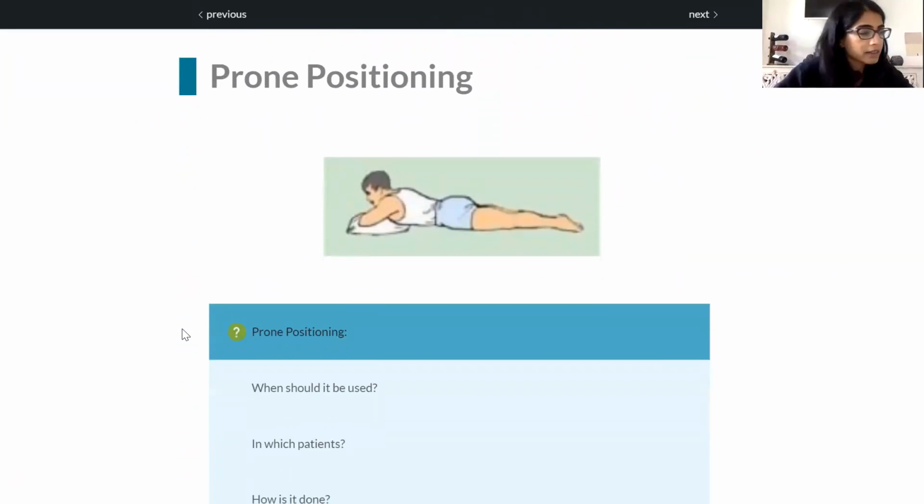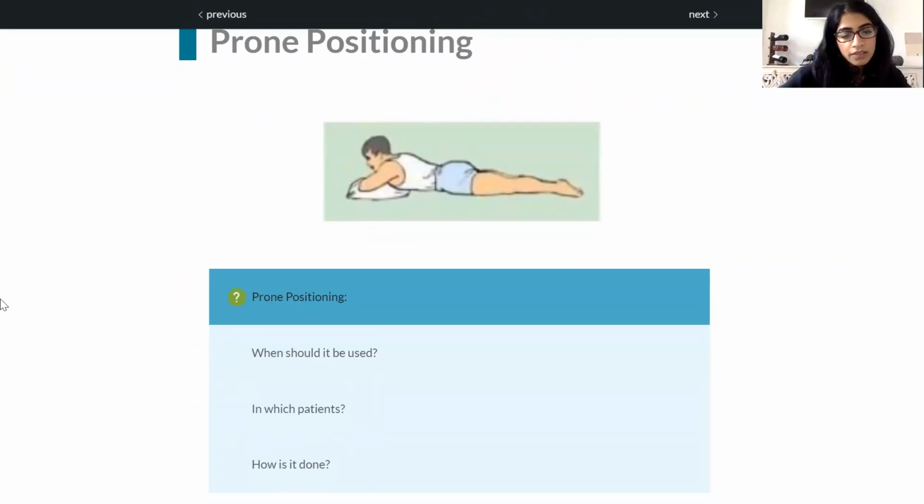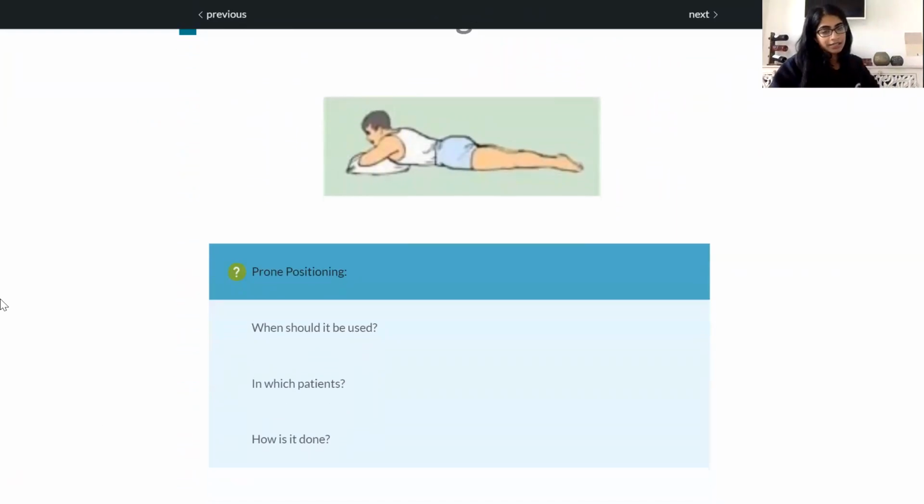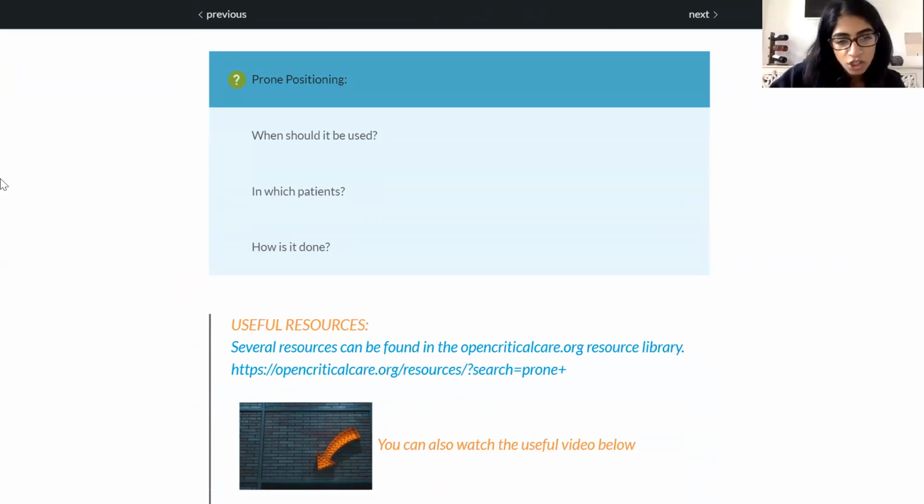So we'll move on to the next section, which is looking at prone positioning in severe acute respiratory distress syndrome. So when should prone positioning be used, guys?